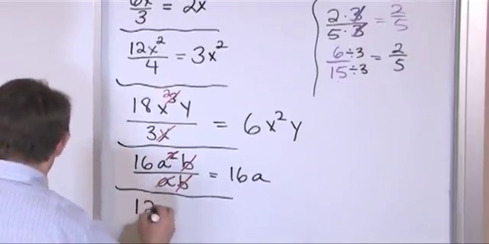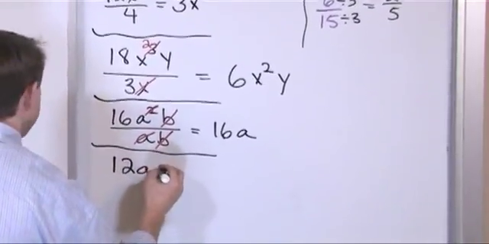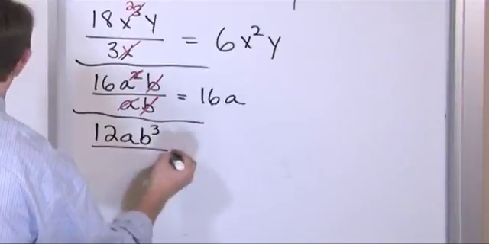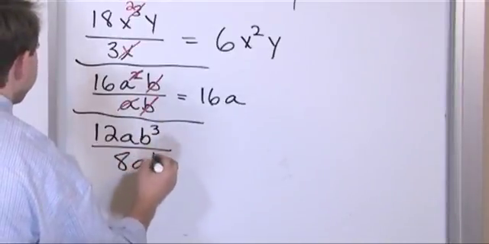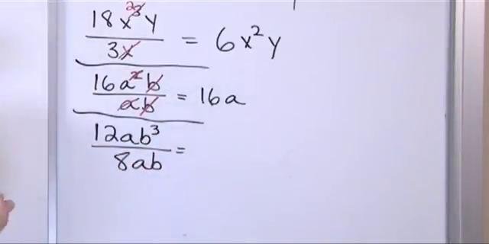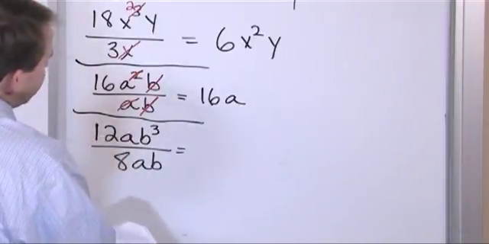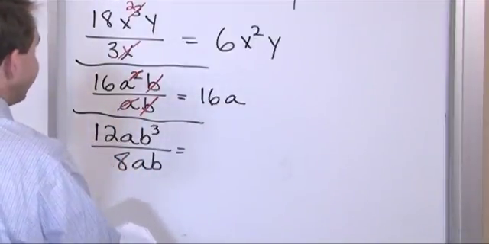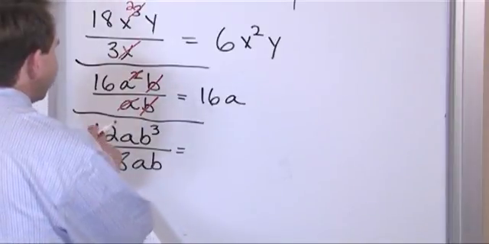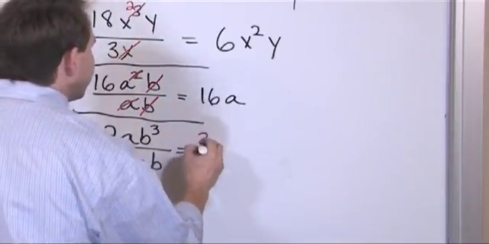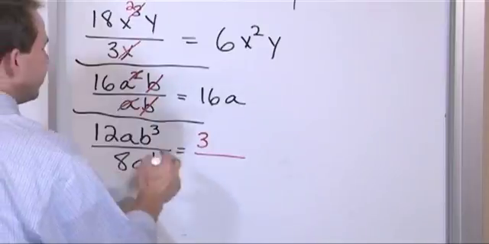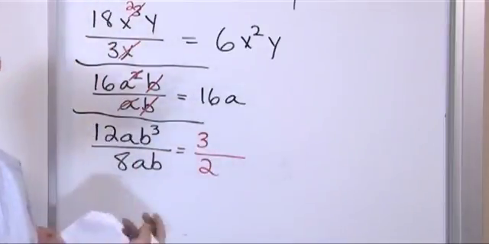Okay, 12 times a times b cubed over 8 times a times b. How would you simplify that? Well, first you look at the numbers and figure out how you would simplify that. And you could divide the top and the bottom both by 4. So if I did 12 divided by 4, I would get 3. And if I did 8 divided by 4, I would get 2. So that takes care of the numbers.